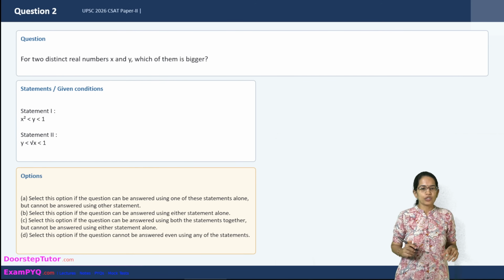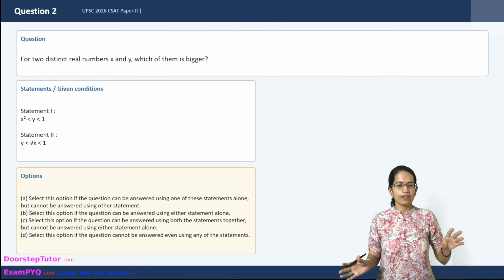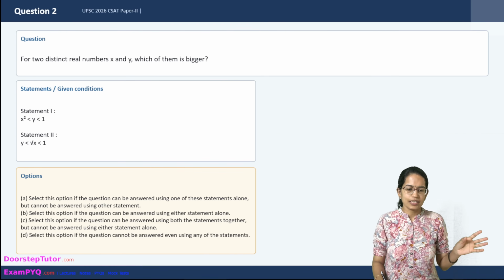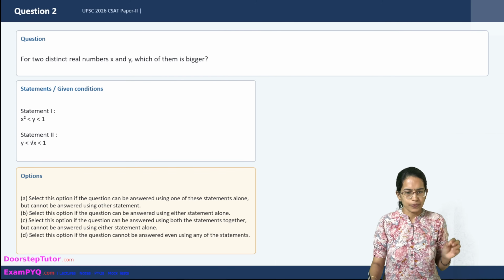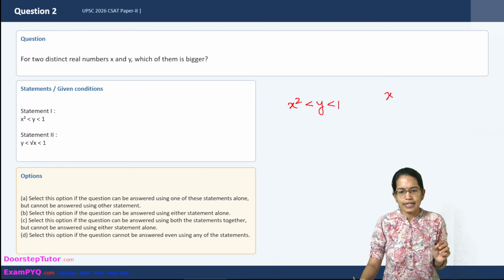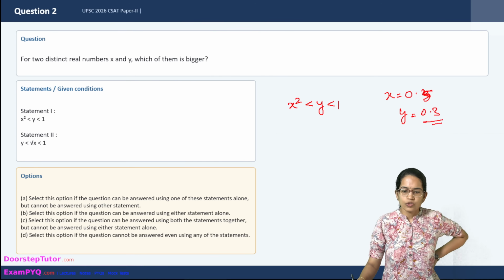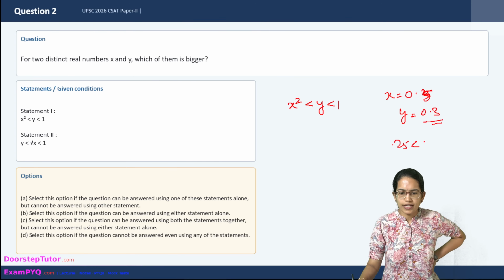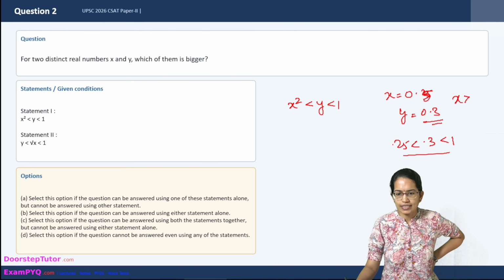The next is: for 2 distinct real numbers X and Y, which of them is bigger? Now this is interesting. I'll put examples and tell you. Okay, so let's take the first statement: X square less than Y less than 1. I take X equal to 0.5, and then Y equal to 0.3. Now what I do is X square. So X square is 0.25, less than 0.3, less than 1. That means in this case I am taking X greater than Y because my X value is 0.5.